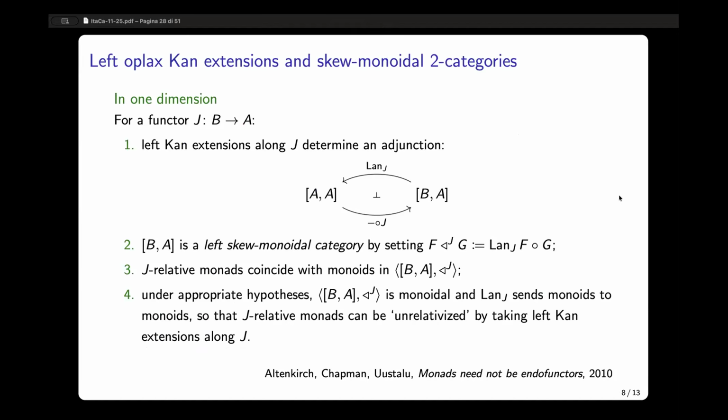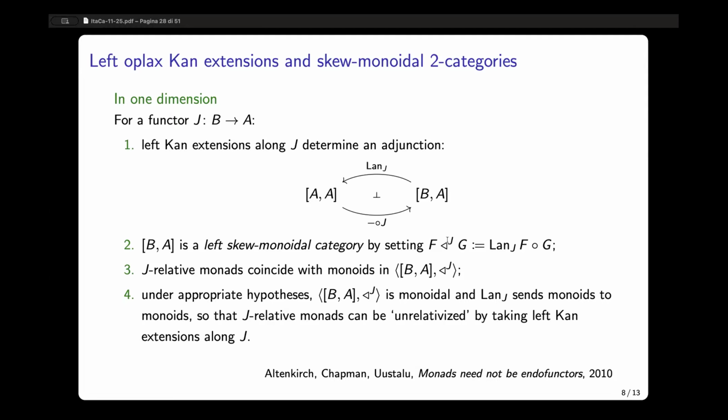Indeed, if you allow me to restate for a second what is in the Altenkirch, Chapman and Uustalu paper on relative monad theory in one dimension, the idea is there: fix some functor J from B to A. Left Kan extensions, of course, determine an adjunction between functors A to A and functors B to A, where the right adjoint is precomposition with J. And we can transport the monoidal structure of functors A to A to the category on the right, which gives us a left skew-monoidal structure.